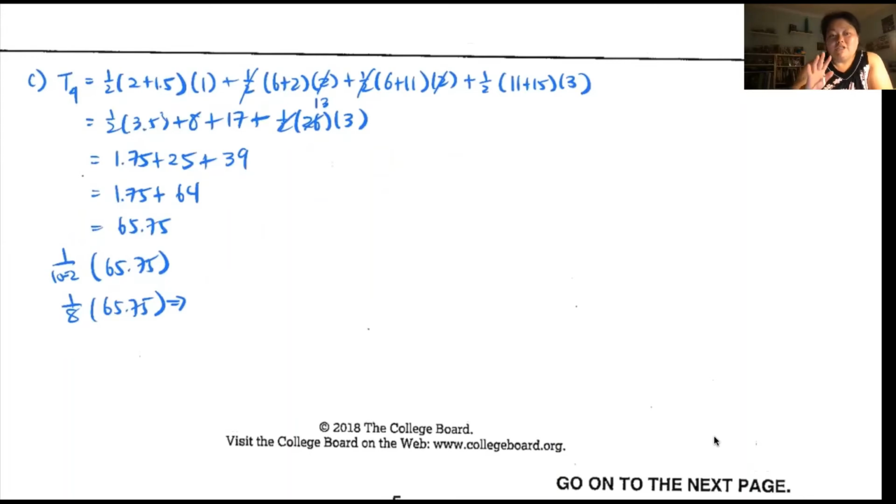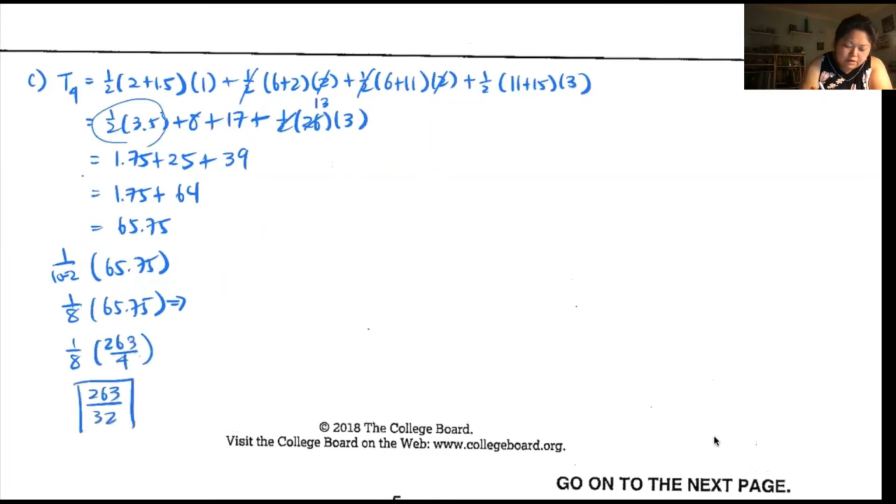So this is where fractions may come in easier, right? If you had kept this first piece as a fraction, you would have known that that first piece would be 263 over 4. So that would give you 263 over 32. That would be your average, right? But if you did not, you can still divide this out.